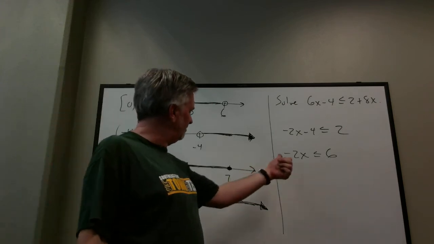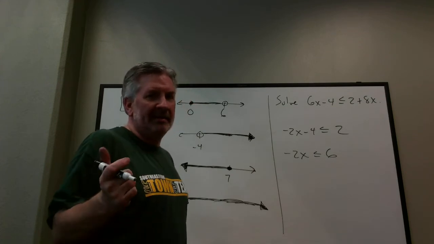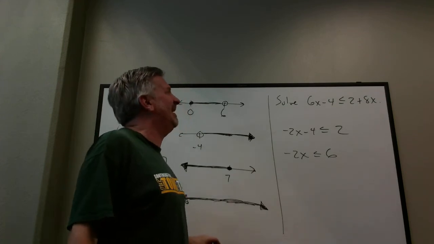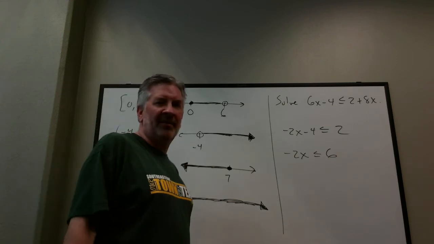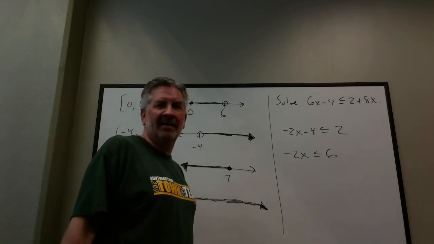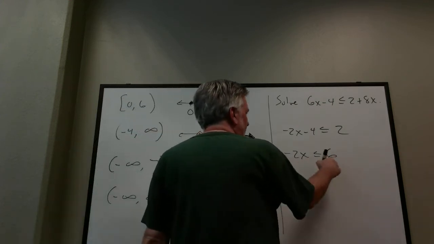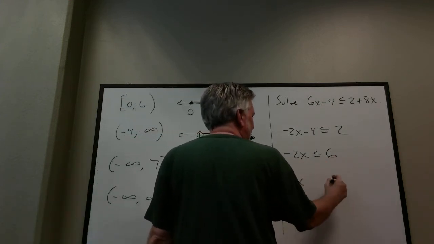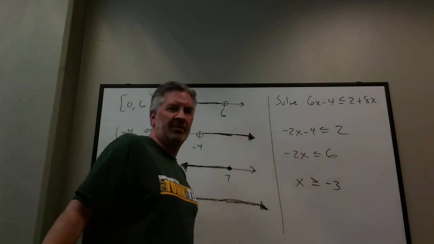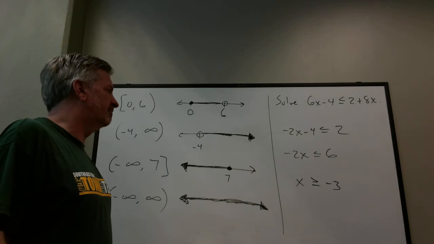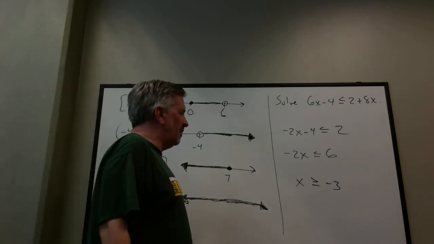Now here, you want to divide both sides by negative 2, but the one difference between solving linear inequalities versus equations is if you multiply or divide both sides of an inequality by a negative number, you have to change the inequality. Okay? So if I divide both sides by negative 2 here, I get x, I get negative 3, but instead of less than or equal to, it's greater than or equal to. Okay? Okay, so there's the solution.